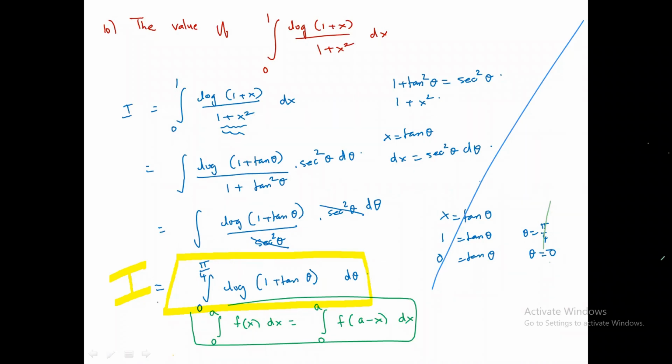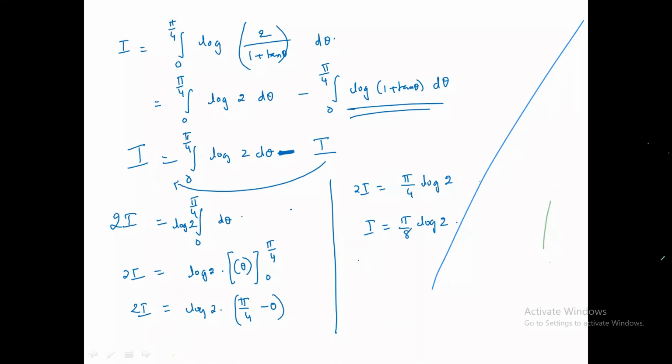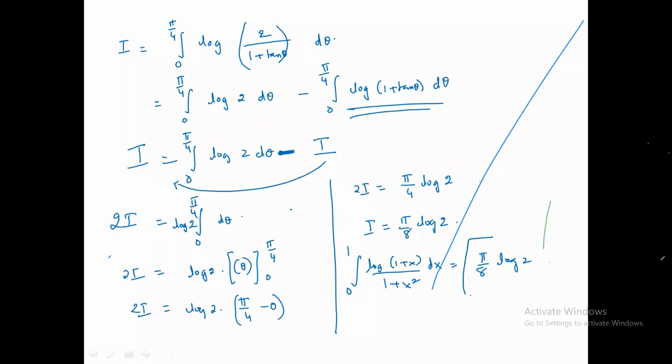In the beginning, I took I as the answer for the question. So the question, I will write it as integral 0 to 1 log of 1 plus x by 1 plus x square dx. I is equal to pi by 8 log 2. Plus c I need not write because it's a definite integral. So this is my answer, which is there in the options. We can go to question number 11 now.